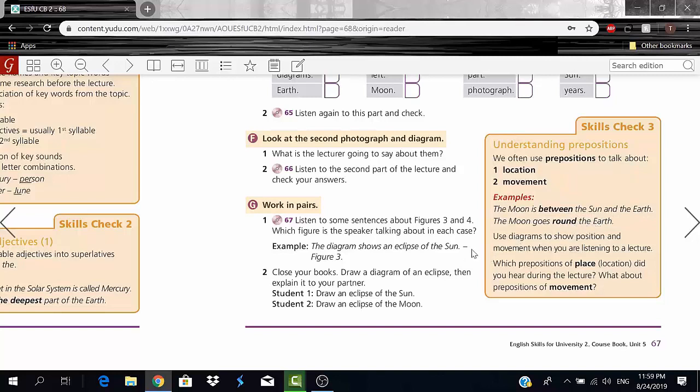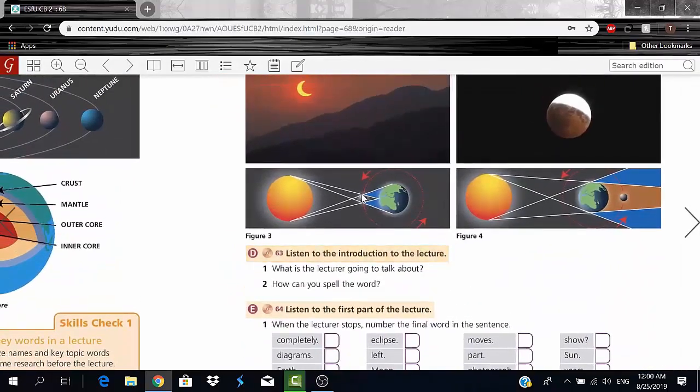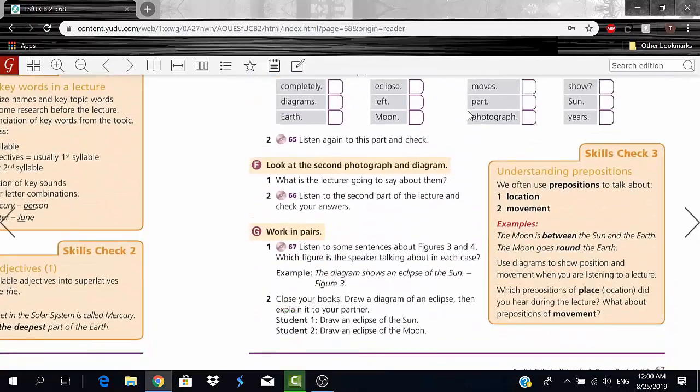So we just use the diagrams to show position or movement when you're listening to a lecture. Okay, so let me just go up top here. So here you guys can see this. Where is the moon? The moon is between the sun and the earth, right? And here, I mean, both of them are correct. The moon goes round the earth, okay? So, simple stuff. Now, let's move on to exercise G. Let me open this.